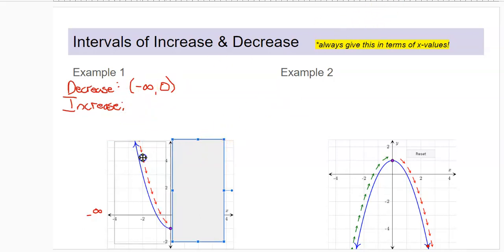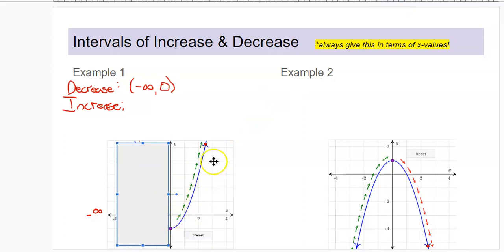For the interval of increase, I'll move my shade. Increase, I'm going uphill from left to right. The x value is 0. That's where it turns, so that number is always going to match. This is where we started going uphill. Remember, you're not going up to positive infinity. You are going to the right. X is what we're looking at. And while it is going up faster than it's going right, it is going towards the right to infinity.